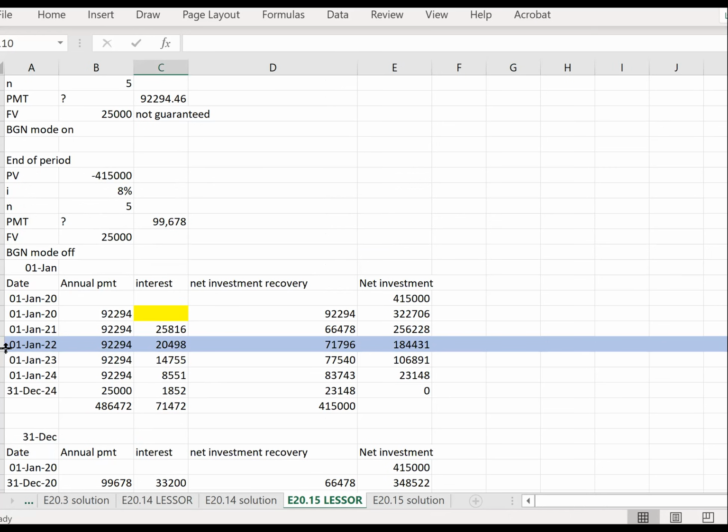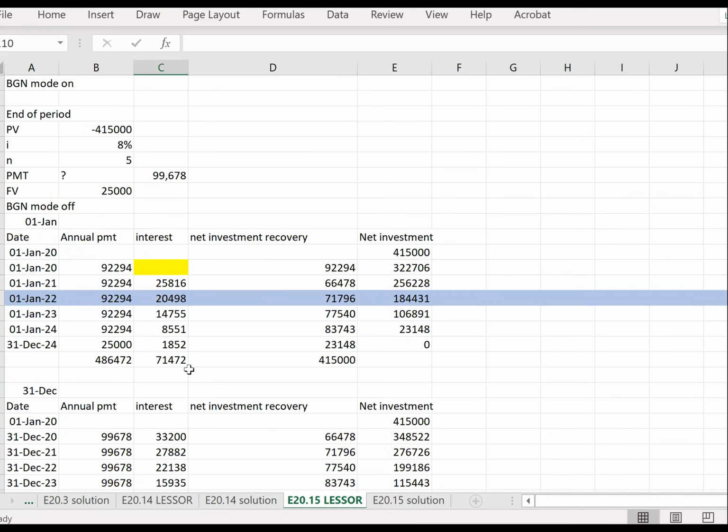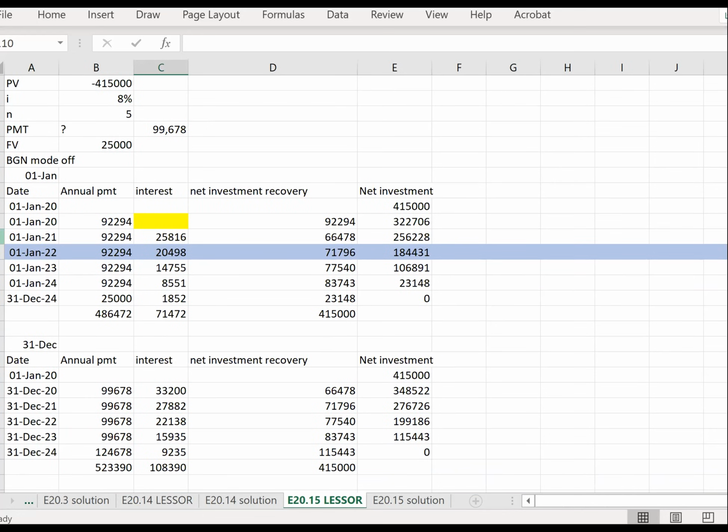2021 in this example. So what we need to realize is that here it asked us to provide this statement of financial position at December 31st, 2020. But here it's asking us for the note disclosure at December 31st, 2021. So we've moved a year further in the schedule. So December 31st, 2021 is basically the same as January 1st, 2022.